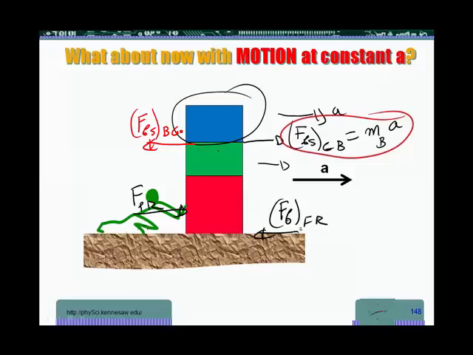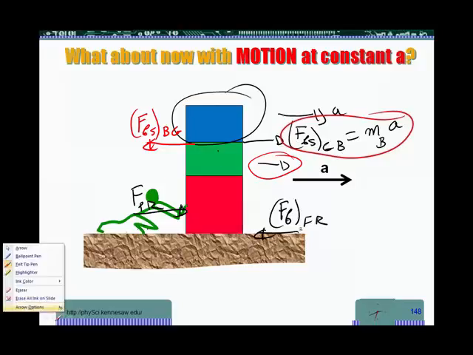Okay? What's interesting is, when you look at this force, it's opposite to the direction of the acceleration. So it cannot be the one responsible for the acceleration. So we have to look elsewhere. Okay, we are going to look elsewhere. So we are going to look at the bottom.